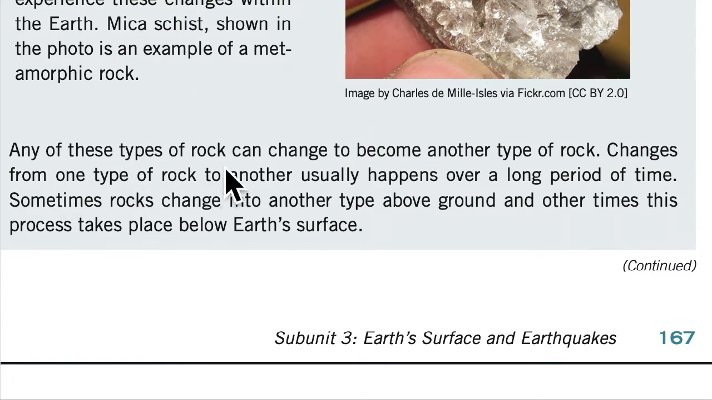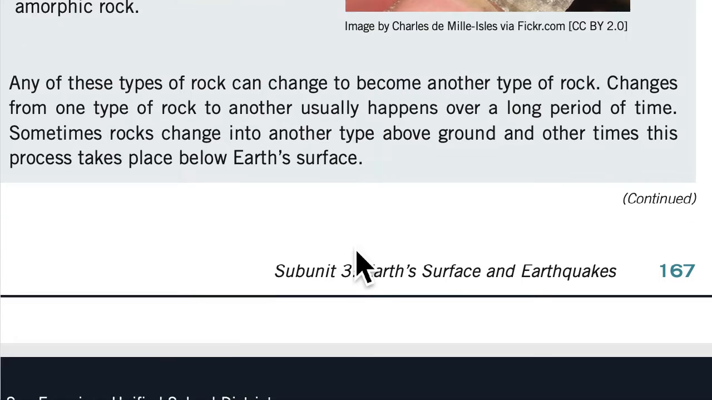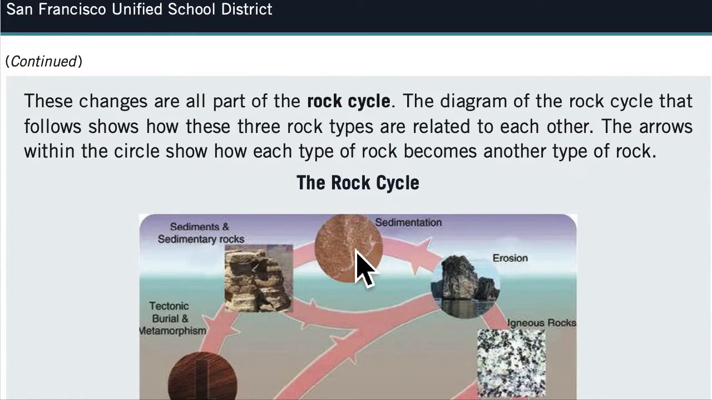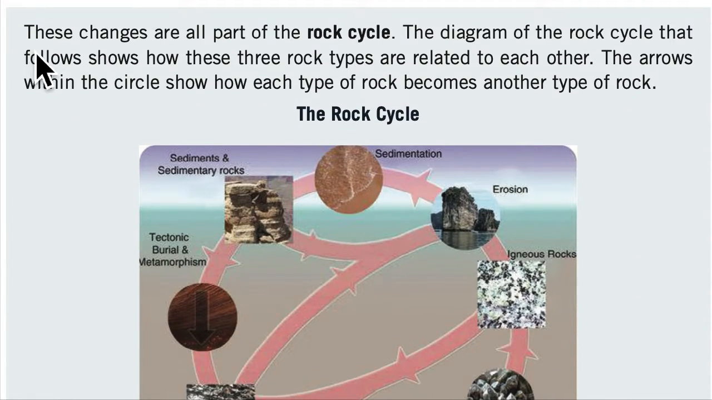Any of these types of rock can change to become another type of rock. Changes from one type of rock to another usually happen over a long period of time. Sometimes rocks change into another type above ground, and other times this process takes place below Earth's surface. These changes are all part of the rock cycle.